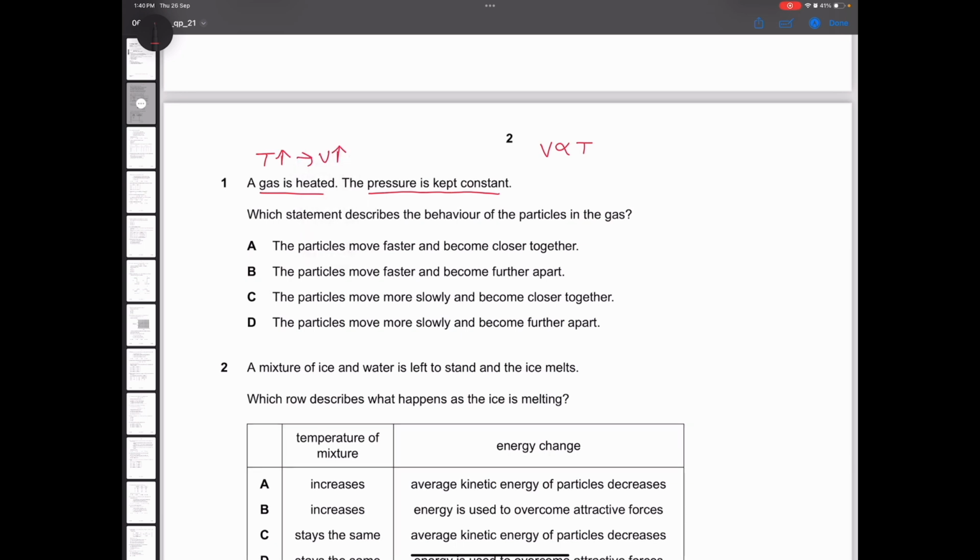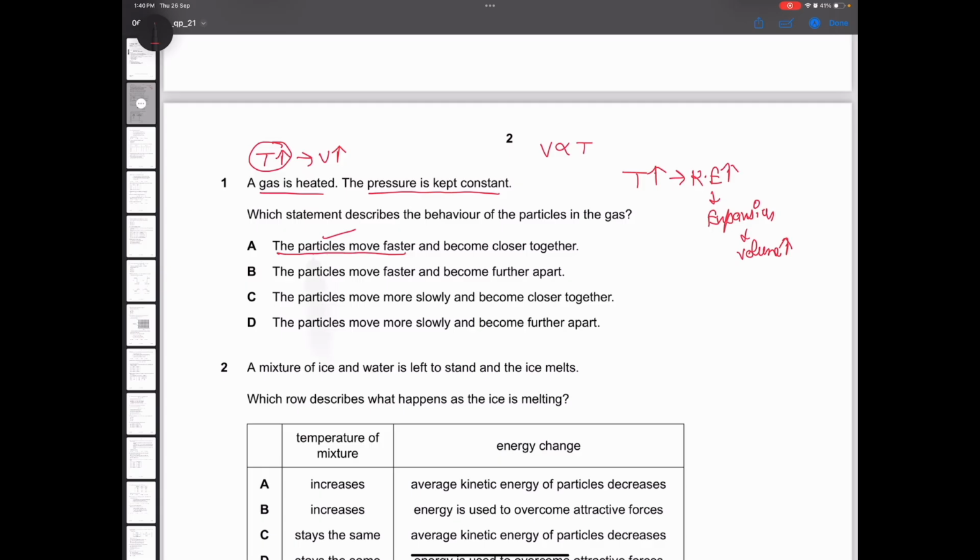Alright, so the particles move faster. This is true. Since you're providing heat, the kinetic energy will also increase. Due to the increase of temperature, kinetic energy will also increase. As a result, expansion will start, so the volume also increases.